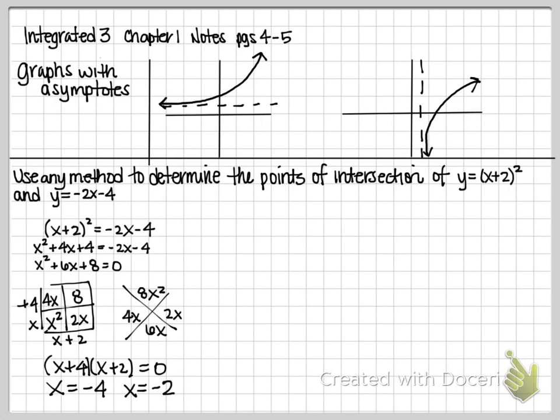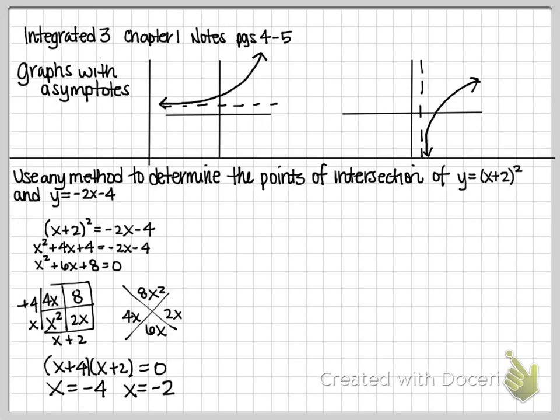If you take a look back at the original question, you were supposed to find the points of intersection. You need to have an x and a y. So again, as you move on through math, you're going to move into three-dimensional stuff, so you'll have x, y, and z. You just want to make sure that you solve for every single variable that's actually in the problem. So I've got my x's, I just need my y's. So go back to the original equations, the y equals x plus 2 quantity squared, or the y equals negative 2x minus 4.